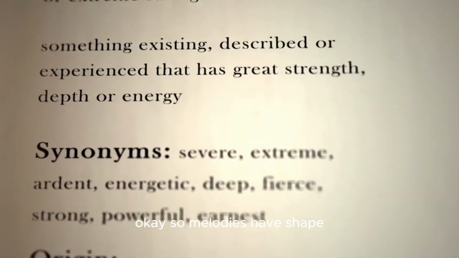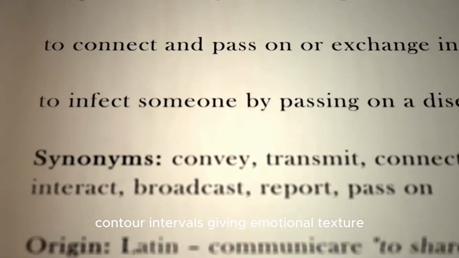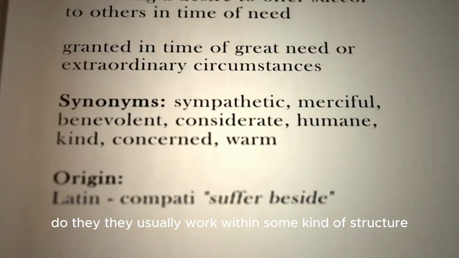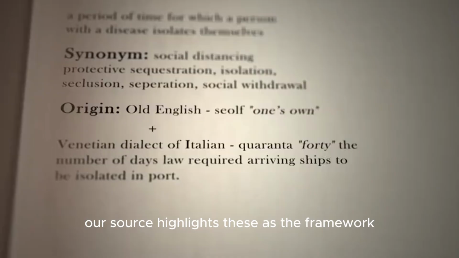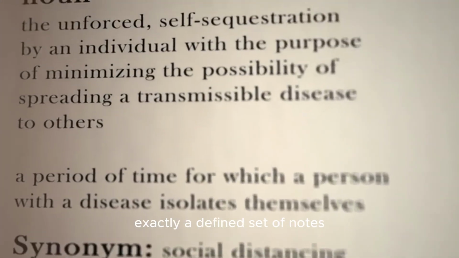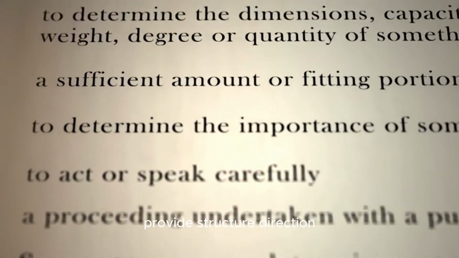Fascinating stuff. Okay, so melodies have shape, contour, intervals, giving emotional texture. But they don't just wander randomly, do they? They usually work within some kind of structure. Generally, yes. That's where scales and modes come in. Our source highlights these as the framework. Like a painter's palette of available notes. Exactly. A defined set of notes with specific relationships between them provides structure, direction.